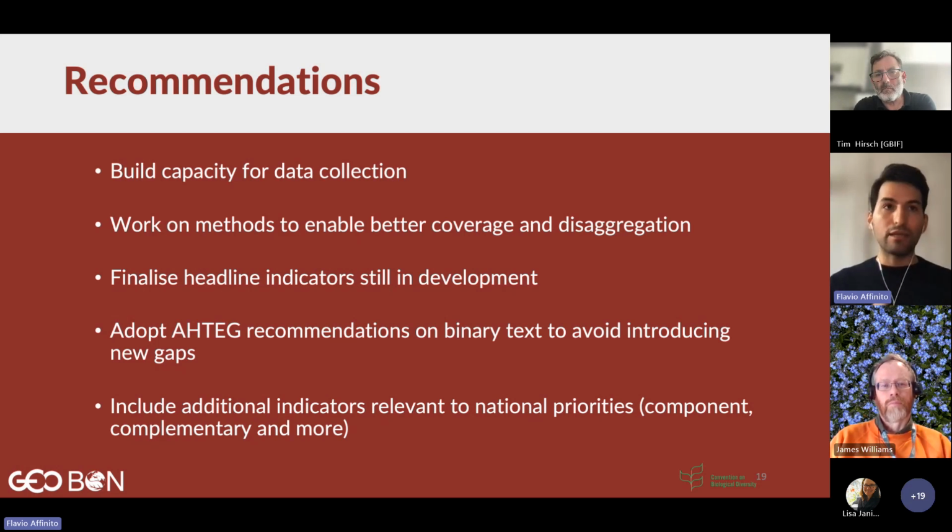And finally, a key recommendation is that it might be important for parties to include these additional indicators, the optional indicators, whether they're component and complementary or national priority indicators, that will help fill these gaps that are of particular importance to them.